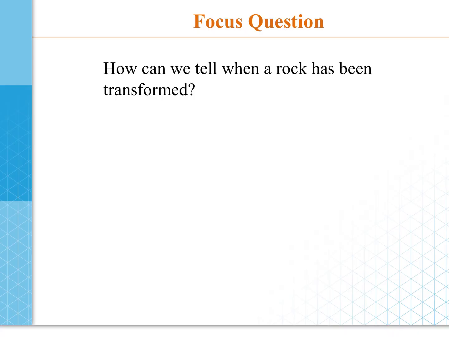All right, so that being said, we got our metamorphic rocks. And our focus question says, how can you tell when a rock has been transformed? The way you can tell that is take a granite. If we apply heat and pressure, the minerals will actually start to separate out by density, and you can get this thing called banding or foliation, right?